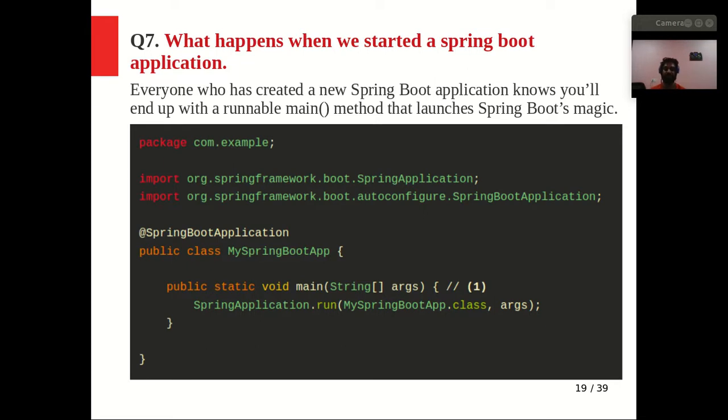So this is the main class, as we have seen, with the @SpringBootApplication annotation. And here the main method is there. Inside the main method, a run method is called, right? As the parameter, we pass our class. So this is the main method from where our application gets started. Now we are going to see what happens when we start the Spring Boot application.